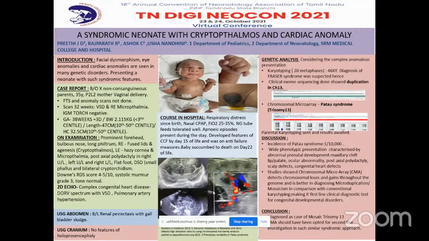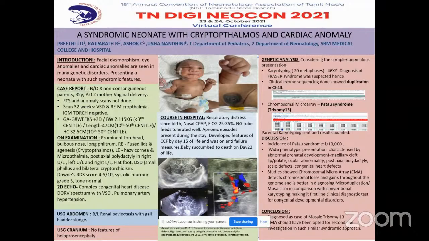Baby eventually succumbed to death on day 22 of life. So the genetic workup: considering the complex anomalous presentation of the baby, we did a karyotyping with 20 metaphases, which was found to be normal, 46XY. And with the complex anomalous presentation, we had single genomic disorders as well in mind, like Fraser syndrome.